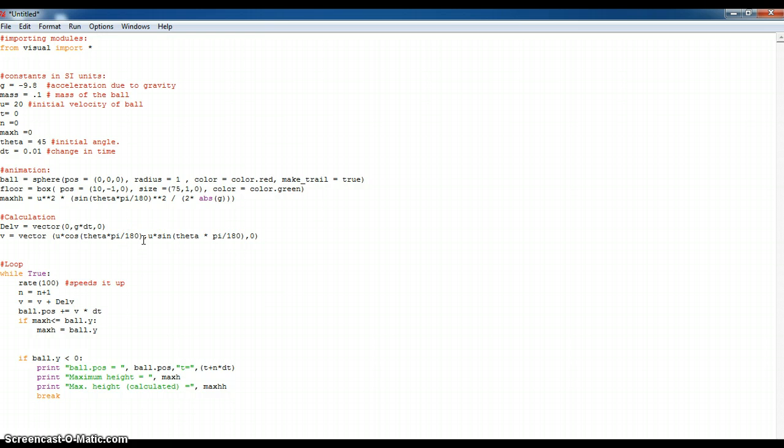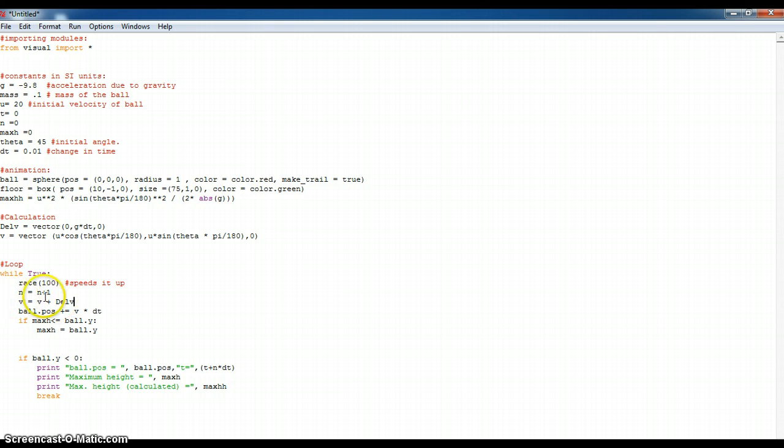Now let's look at the loop of the program. While the above conditions are true, we are just keeping count of how many times the loop should be running. That is, it's updating the value as each loop runs, counting the number of loops. v equals v plus del v. It is keeping account of the velocity of the y component of the projectile motion that's changing.